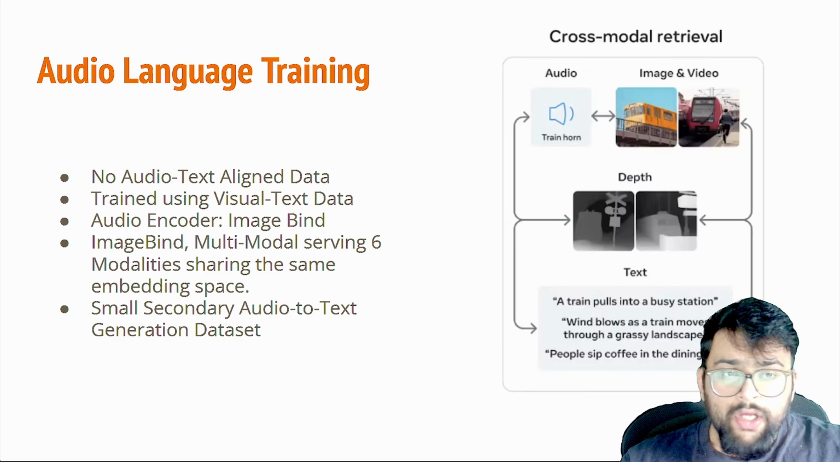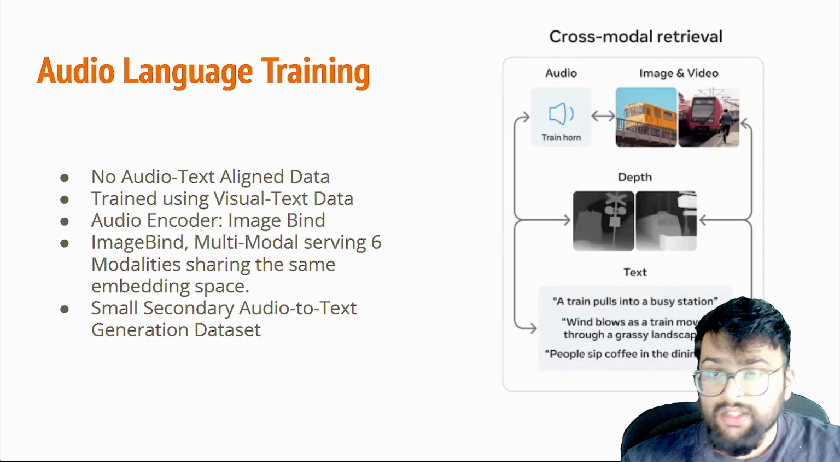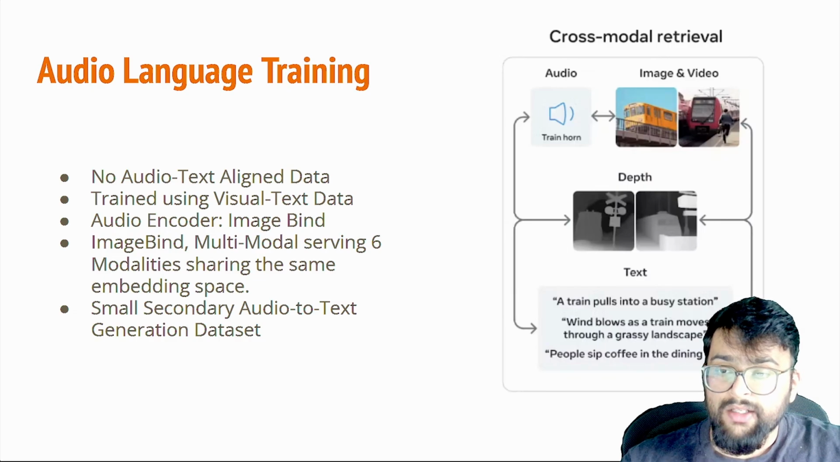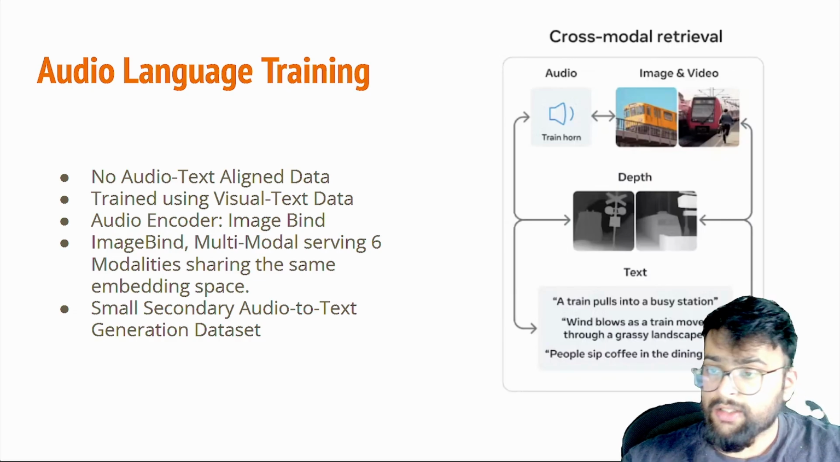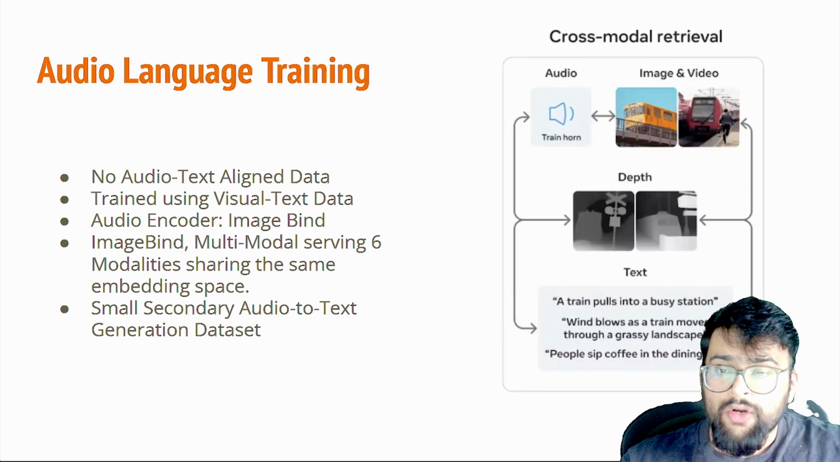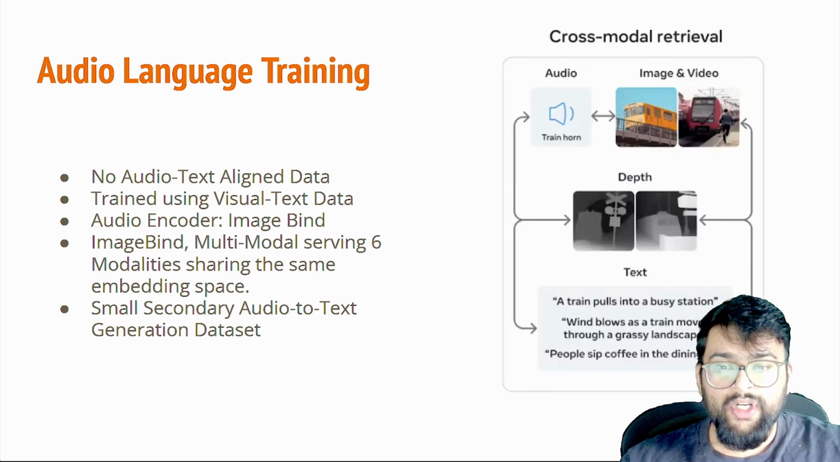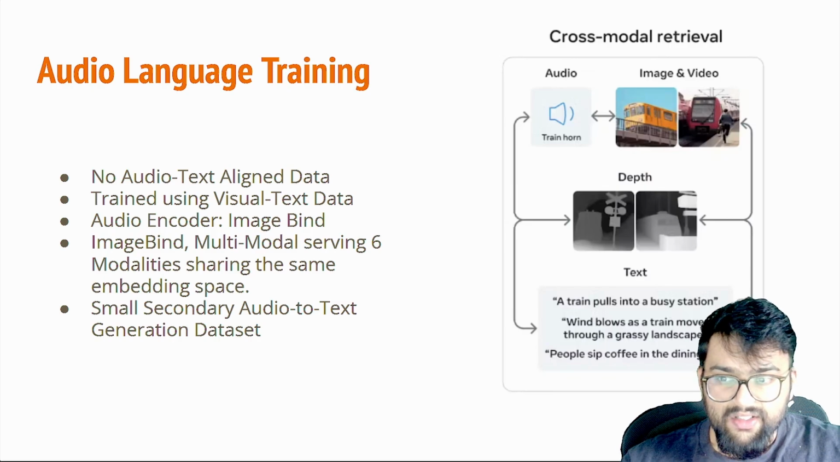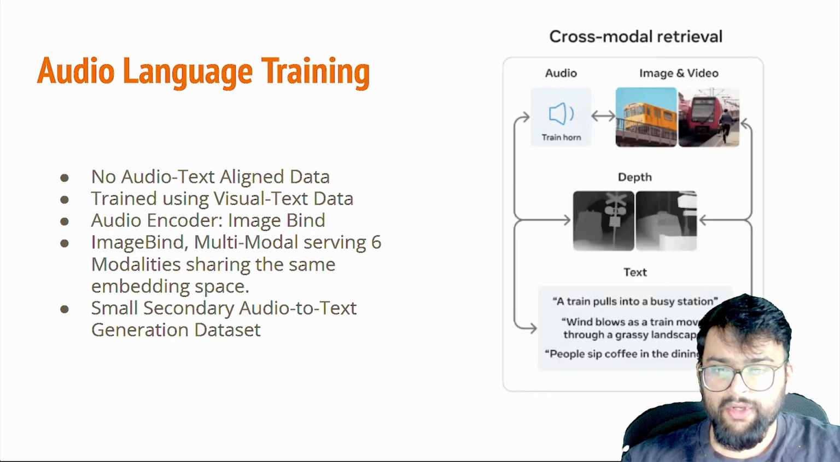Now, for the audio language training, this is where it gets complicated. At the time of the model training and the introduction, there was no audio text aligned data available. So they have decided to train the model using visual text data. That's where it gets interesting. How did they use visual text data?